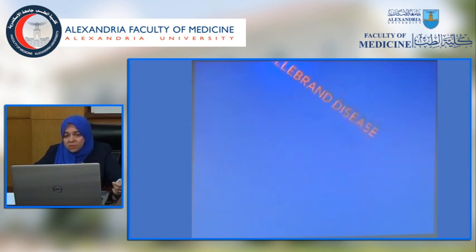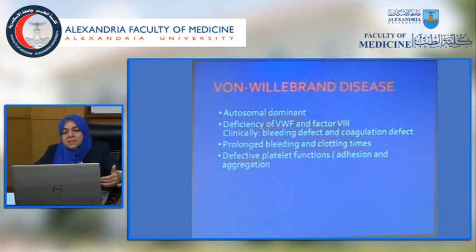Now I will come to the von Willebrand disease. Von Willebrand disease is an autosomal disease. It is due to deficiency of von Willebrand factor primarily, and in some cases there is also deficiency of factor VIII. Clinically, there is a bleeding defect mainly due to von Willebrand deficiency, which is involved in the platelet aggregation and in the platelet adhesion, and there can be also a coagulation defect if the factor VIII procoagulant factor is also concomitantly decreased in case of von Willebrand disease.